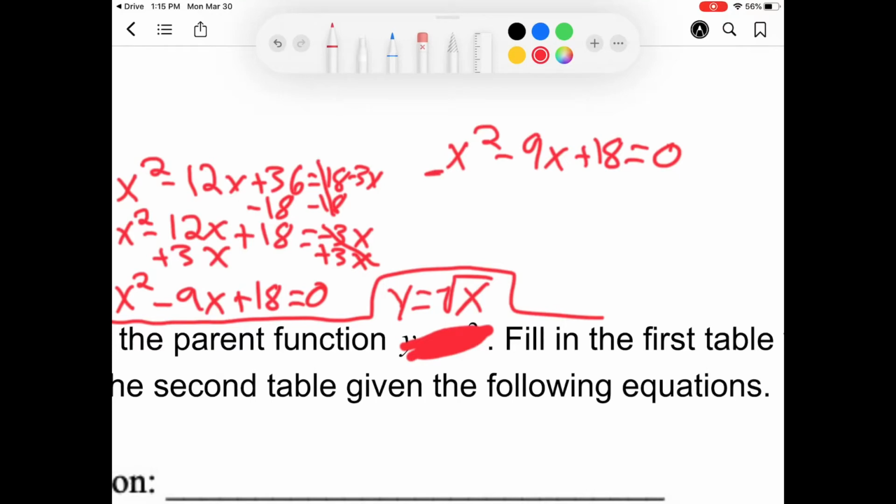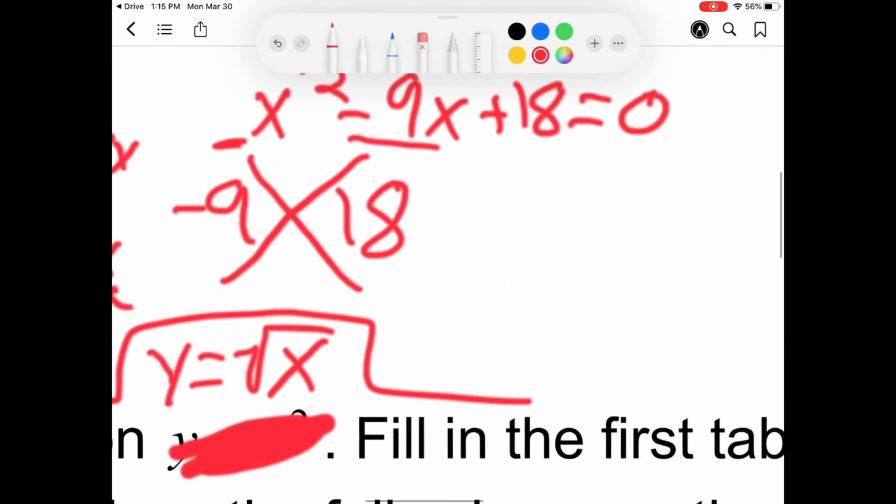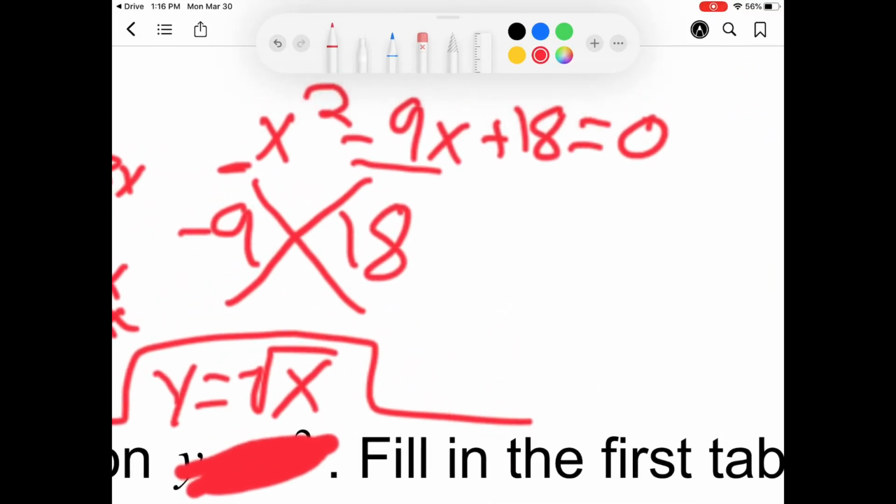My a equals 1. There are no greatest common factors, so I can go straight to my big X method. My b is negative 9. My c is 18. And I'm looking for two numbers that multiply to give me 18, but also add or subtract to give me 9. And I can always create a table if I can't figure out my magic numbers.